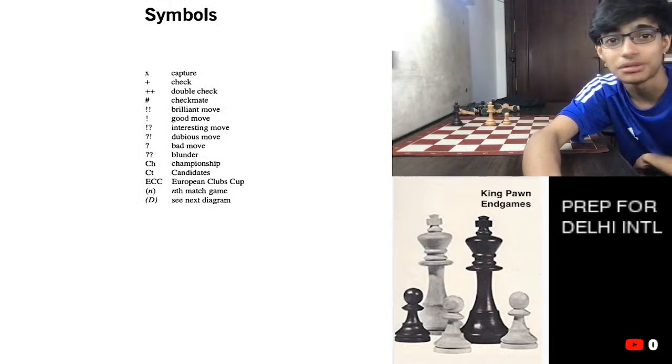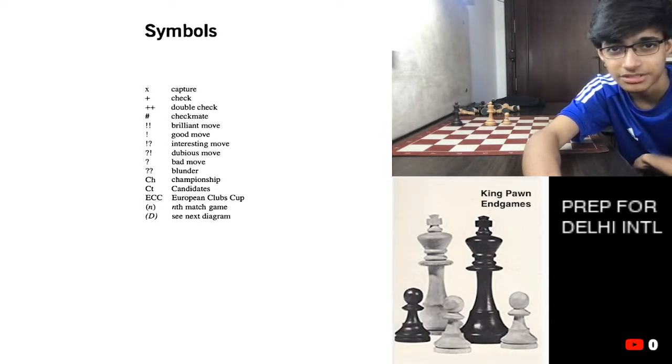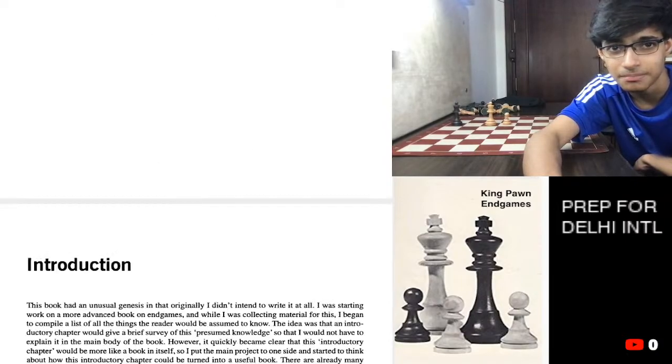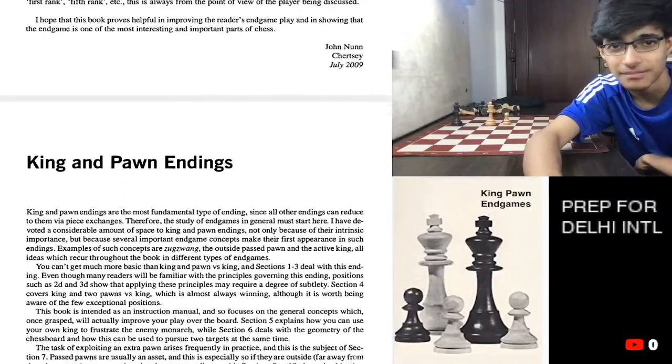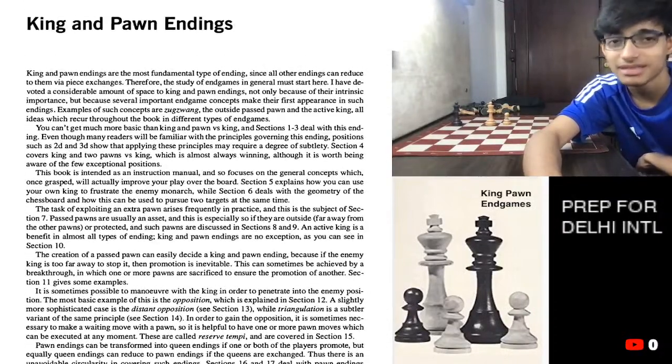Here are some important symbols which all of you must know about. These are pretty general, so I won't be explaining them. This is the introduction, which we'll be skipping to save a bit of time. Now let's begin with king and pawn endings.